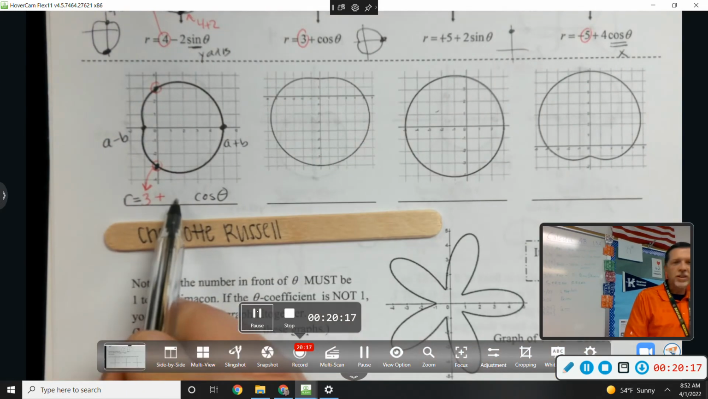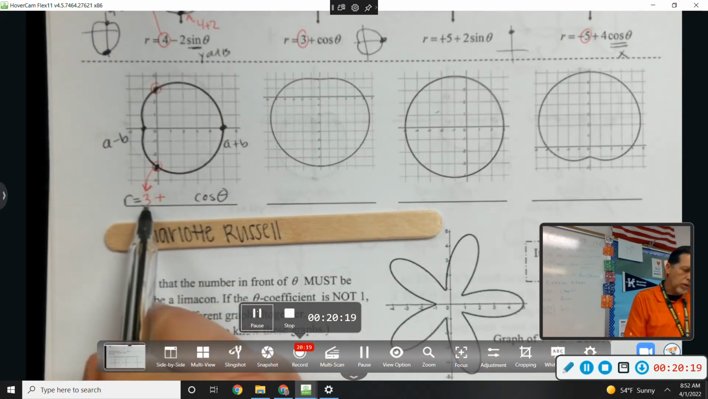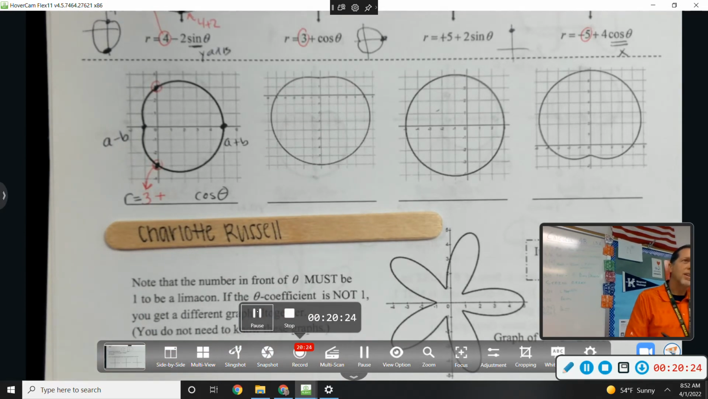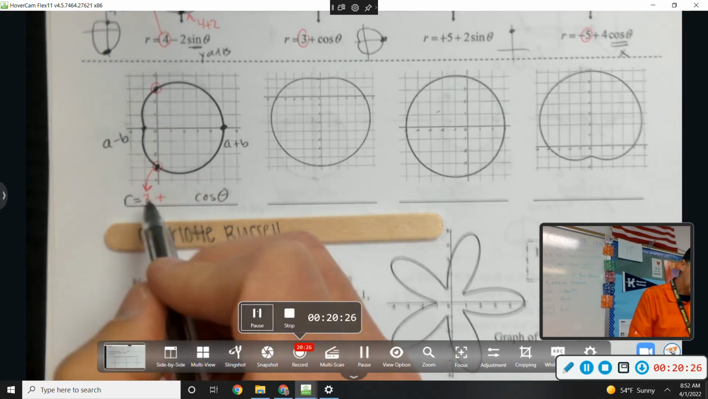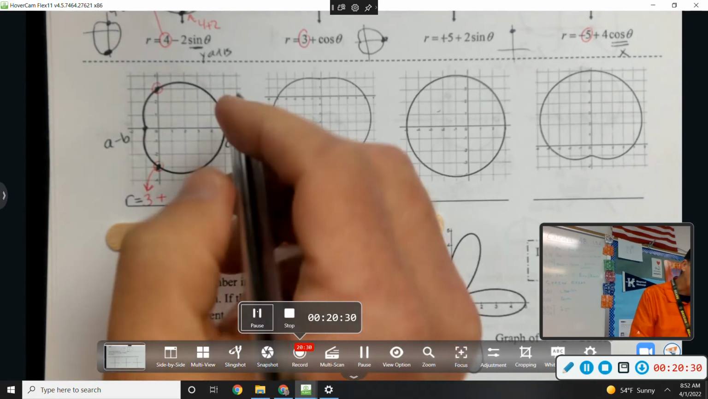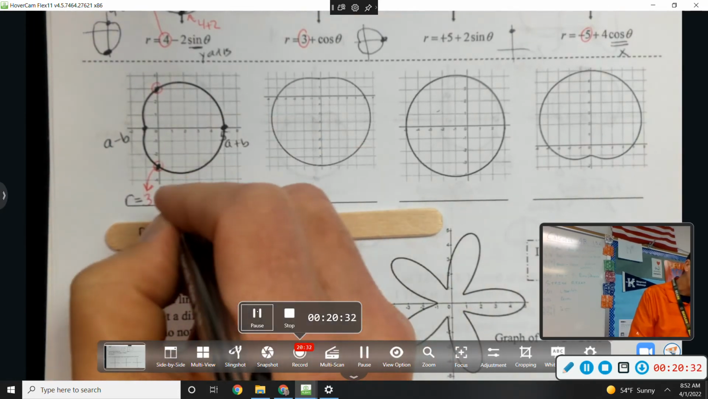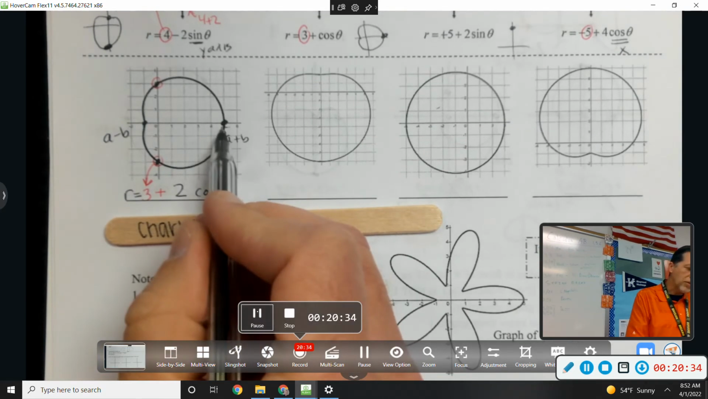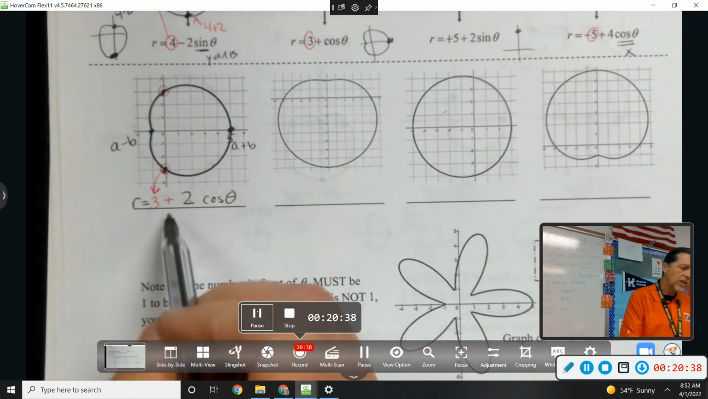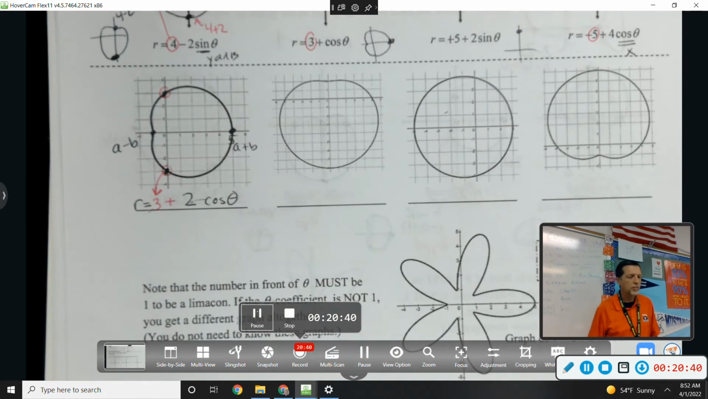Charlotte, what number needs to go in front of cosine so that 3 plus this number gets me to 5? Oh, okay, so it'd be 2. So 3 plus 2 gets me to 5. 3 minus 2 would get me to 1. So it's kind of a double check on everything matching up.